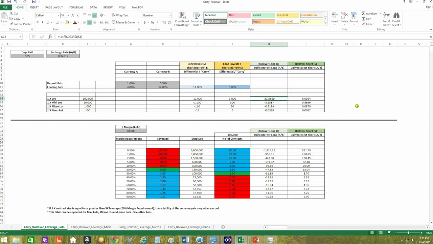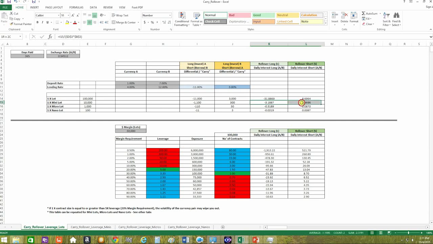So if we have long the currency pair AB, as we have titled up here, we basically pay out per day 31.8869. And if we're short the currency pair AB, we actually get a credit to the trading account of 8.6964. And this daily debit or credit measurement is called rollover. It's the daily rollover that you either pay out or receive to your trading account.